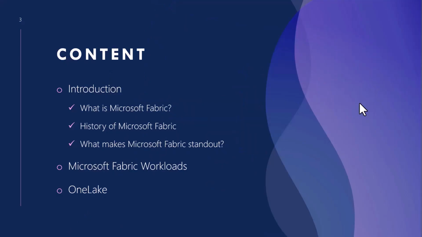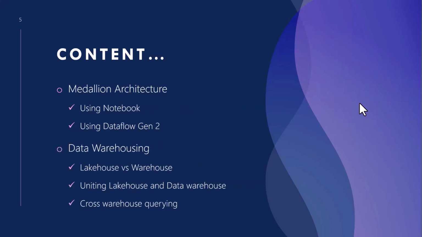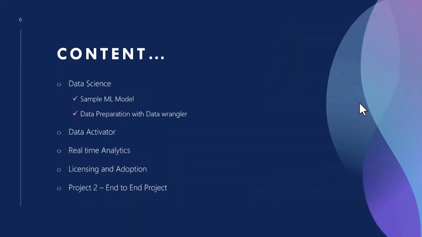In this course series, I'll be doing a general introduction into Microsoft Fabric, the history of Microsoft Fabric, and what makes Microsoft Fabric stand out as against other solutions in the marketplace. The Microsoft Fabric workloads, OneLake. Then I'll talk about data ingestion, after which I'll walk us through the first project, where we are going to be ingesting data from an API data source. Then I'll also take us through Medallion architecture. Then I'll take us also through data warehousing, data science, Data Activator, real-time analytics, licensing, and adoption. And then we'll do our second project, where we are going to be making use of almost all the workloads in Microsoft Fabric.